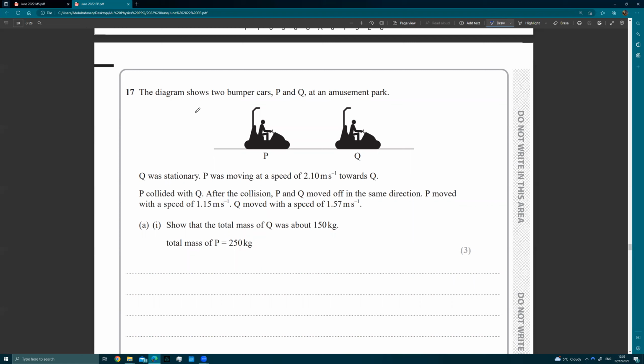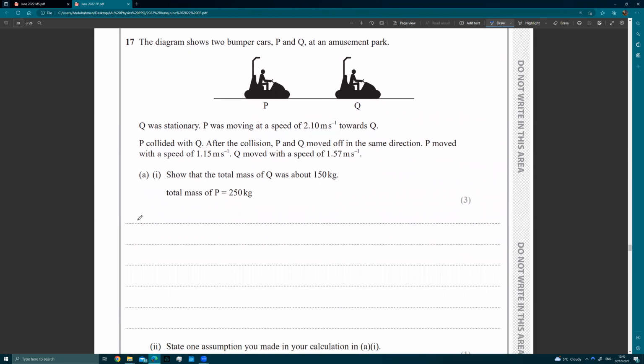The diagram shows two bumper cars, P and Q, at an amusement park. Q was stationary. P was moving at a speed of 2.1 meters per second towards Q. P collided with Q. After the collision, they moved off in the same direction. P moved with a speed of 1.15, Q with a speed of 1.57. Show that the total mass of Q was about 150 kilograms. Total mass of P is 250.